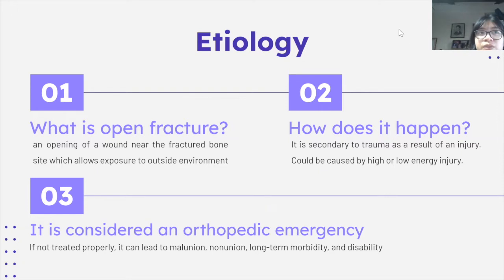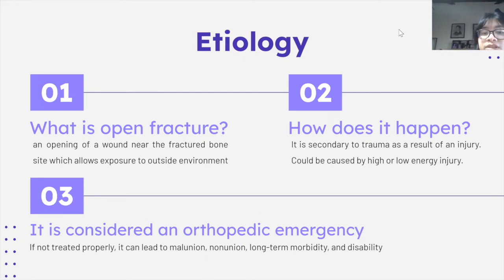I would like to continue the presentation on the etiology of open fracture. So what is an open fracture? It is a fracture with an opening of a wound near the fractured bone site, which allows the exposure of the fractured bone and also its hematoma to the outside environment, which causes a higher risk of infection because of the surrounding soft tissue damage and also possible bacterial contamination.